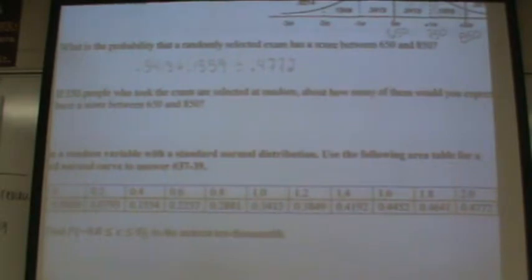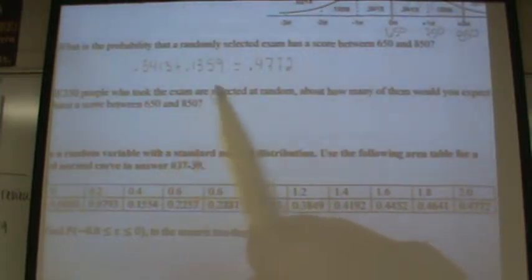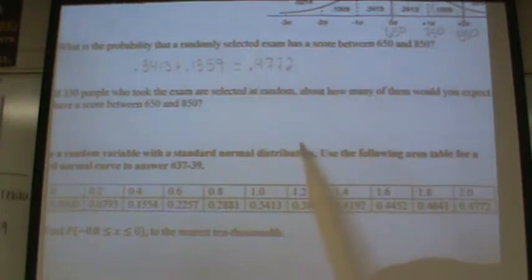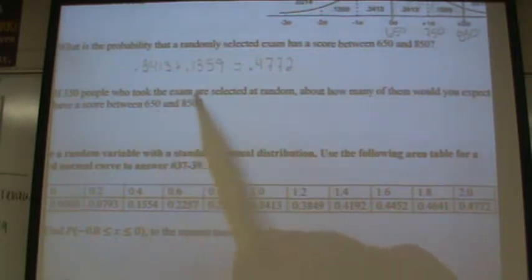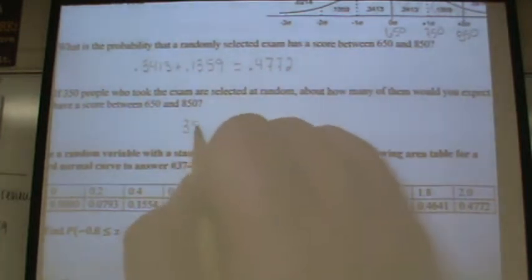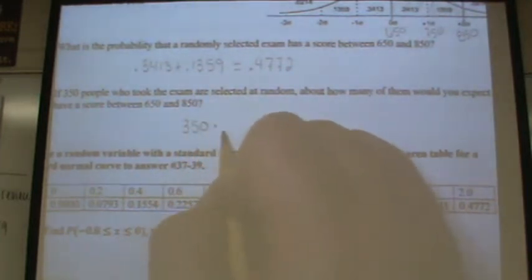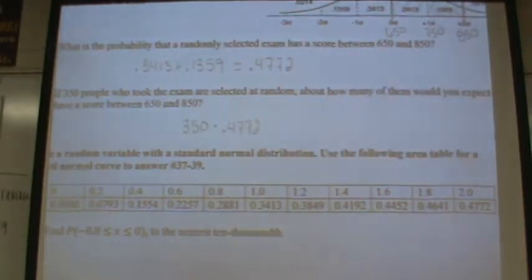Now, in 36, it says if 350 people who took the exam are selected at random, about how many of them would you expect to have a score between 650 and 850? So we just found the probability of having a score between 650 and 850, right? That's that decimal that we just found. So we want to know out of 350 people, how many are in between that range. So that's where we take the 350 and we multiply by 0.4772. We're multiplying by our probability.